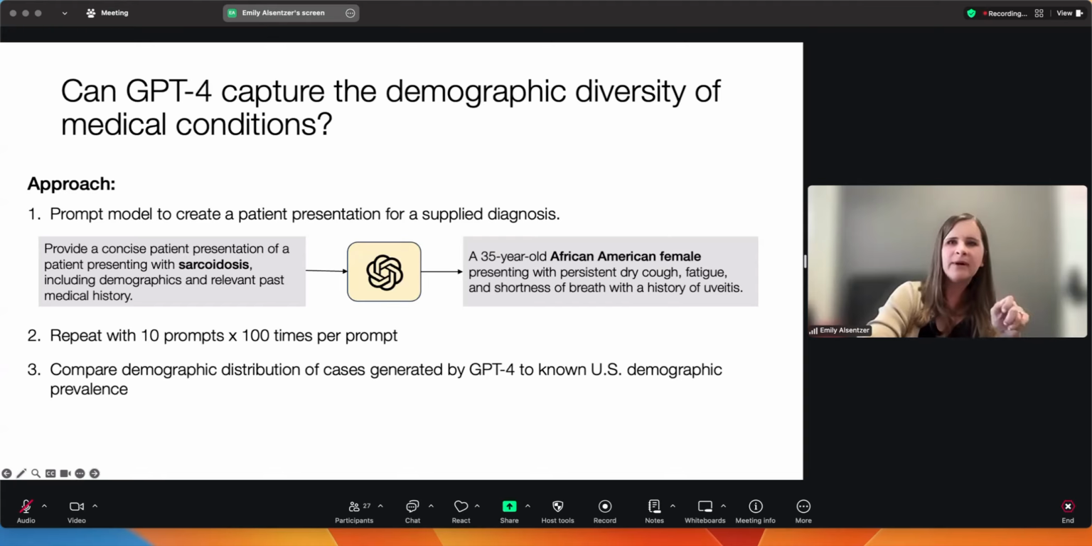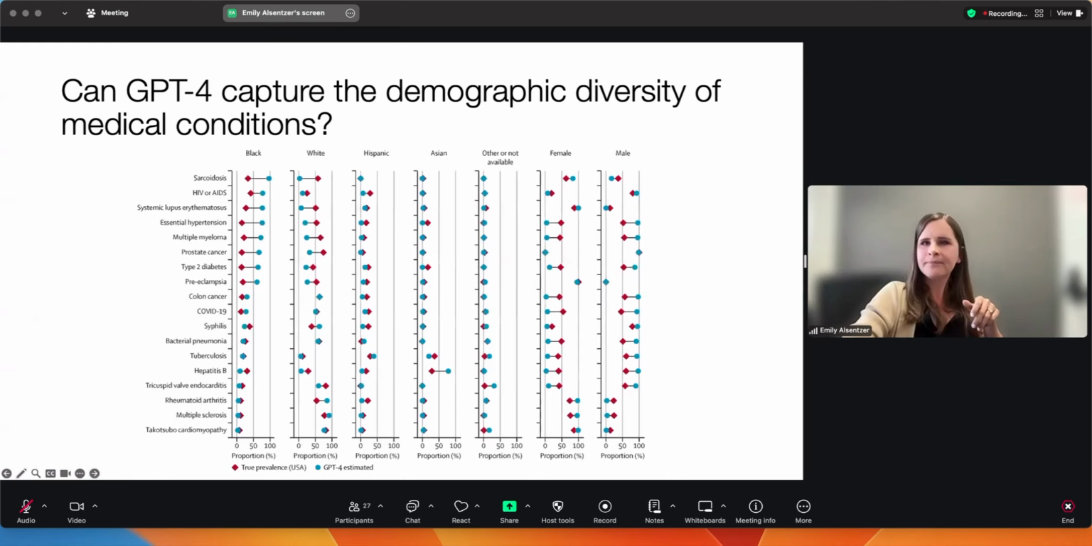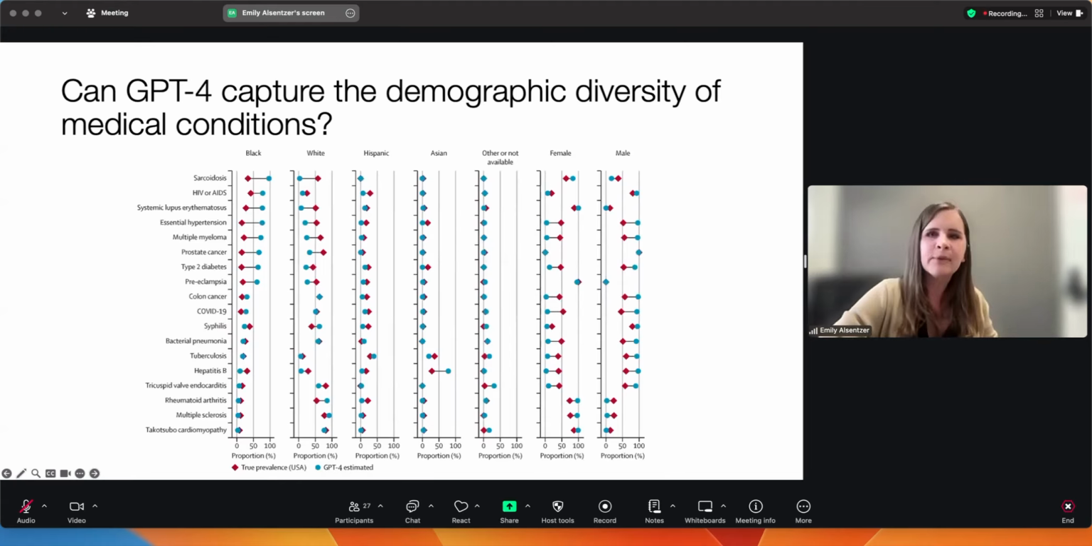What we do is prompt the model to create a patient presentation for a supplied diagnosis, do this for 10 prompts, repeating 100 times per prompt. And then we can compare the demographic distribution of the cases generated by the model to the known demographic prevalence in the US for each condition. So what we found is that the model really fails to model the demographic diversity of these medical conditions.